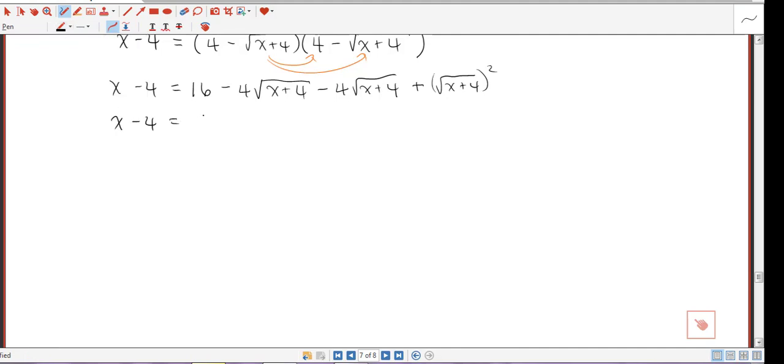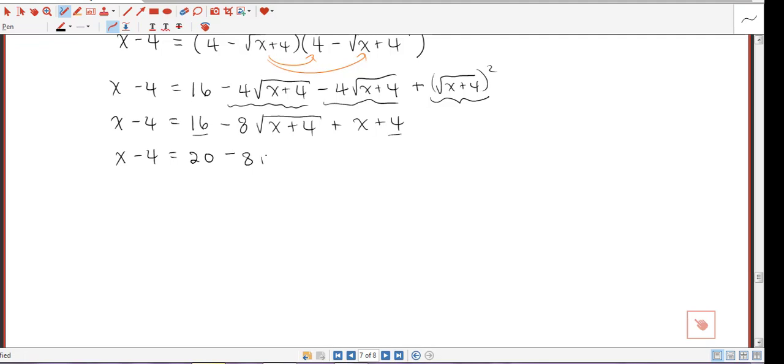Now let's simplify a little. You have 16, now you have minus 4 root, so it's going to be what? Minus 4 plus minus 4 is 8. Minus 8 square root of x plus 4. And then plus, this is just going to become x plus 4. Now I'm going to combine 16 and 4 together on the right. So here you're going to have x minus 4 equals, what do we got? 20 minus 8 square root of x plus 4.